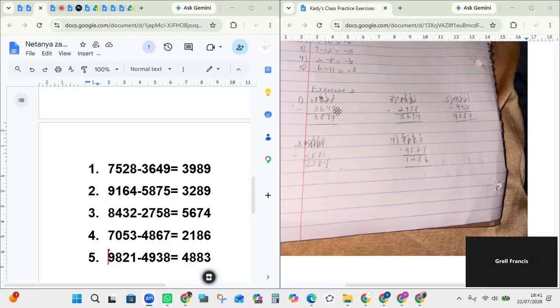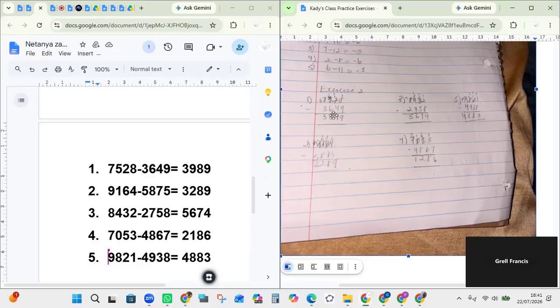So you have 8 subtract 9. You can't. Then you borrow 1 from the 2, it becomes 1. Then you have 18 subtract 9 is 9. Then you go and borrow 1 again from the 5, it becomes 4. Then you have 11 subtract 4 is 9.